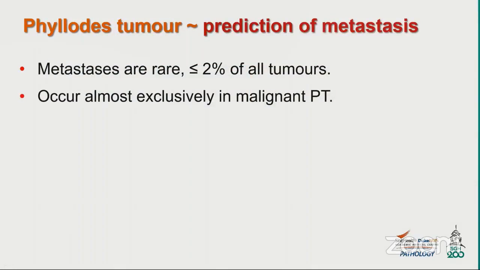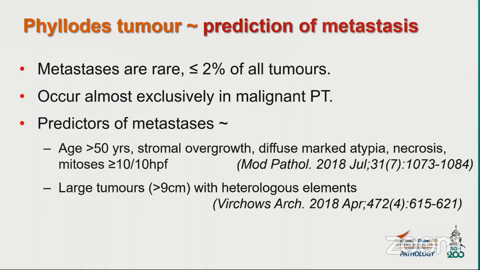When considered as an overall group, metastases are rare, occurring in up to 2% of all tumors and almost exclusively in the malignant grade. Are there predictors of metastasis? This study showed that age of more than 50 years, stromal overgrowth, diffuse marked atypia, necrosis, and mitosis of 10 or more per 10 high power fields were able to correlate with the likelihood of metastatic behavior. And our own study found large tumors, more than 9 centimeters in size, together with the presence of heterologous elements, were associated with more frequent metastasis.